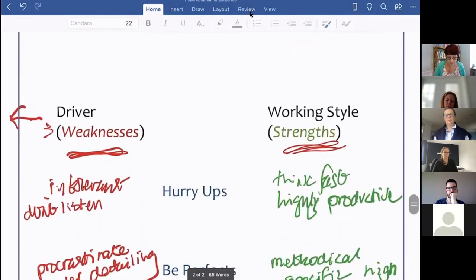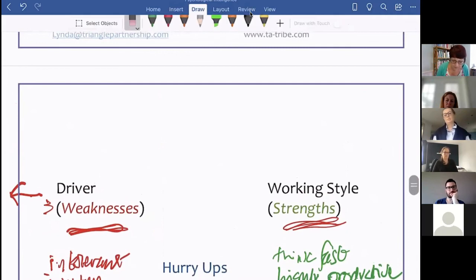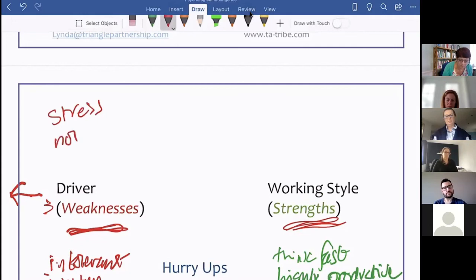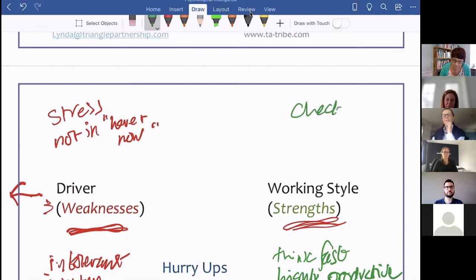Okay, so the driver end is where it is stressful. It's where we're under stress. We're not in what I call the here and now. We're not grounded. We're somewhere else. So we often get to that place when, as I say, we do those things where we're not taking care of ourselves. And of course, the working style end is the opposite of stress and not in the here and now. It's where we are in flow. It's where we are conscious of what's going on around us. We're checking reality. We're grounded.